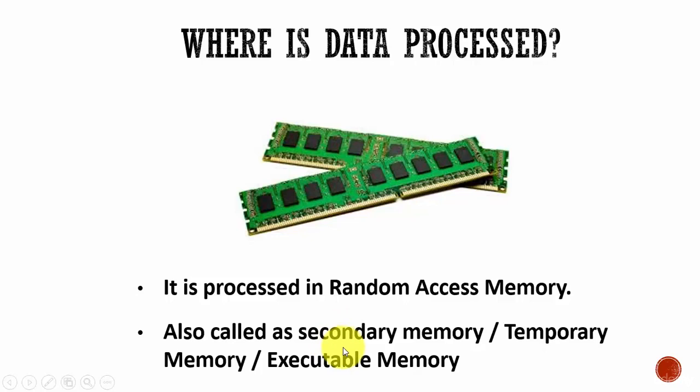It is also called a primary memory or temporary memory or executable memory. Right? This memory is called temporary memory because the data is stored temporarily to perform the necessary operations. Once the necessary operations are done, the data is cleared out. Or when you switch off your computer, the data in this memory is wiped out. Right? That is why it is called temporary memory.